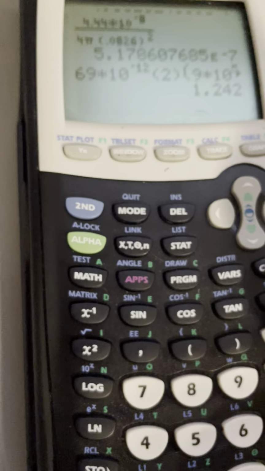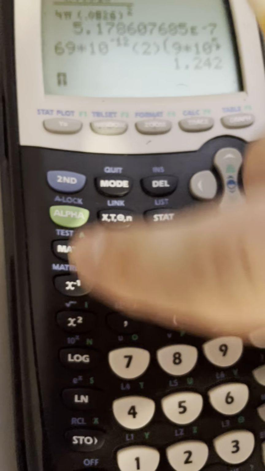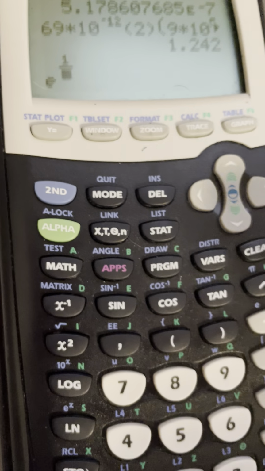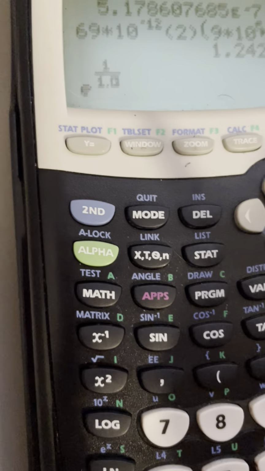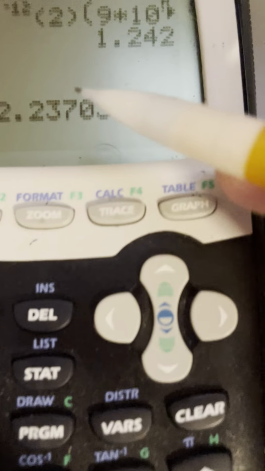So let's do that: e to the 1 divided by 1.242, which is 2.24. So that is our ratio, and that is the answer for part J. Okay, so we have 2 more parts left.